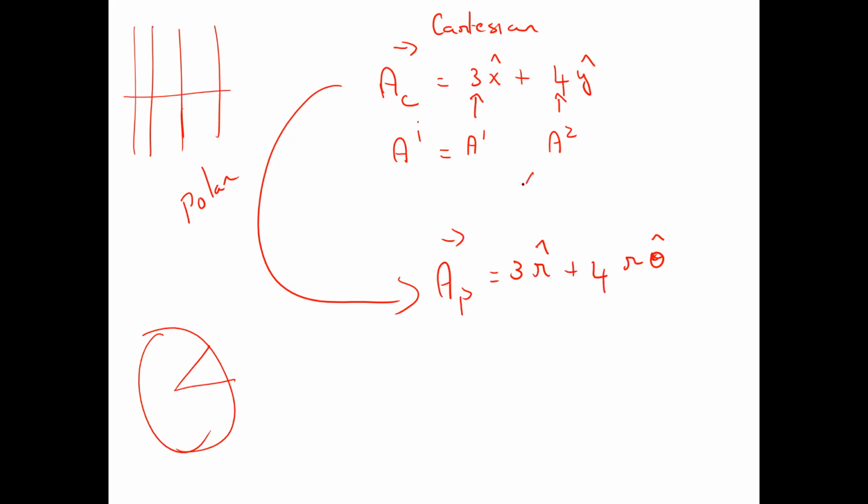We had calculated all that using the relationship between the two coordinates, which is nothing but x is equal to r cos theta and y is equal to r sin theta. From this we had got all these relationships, but we are going to do this in a simpler way in tensor notation.